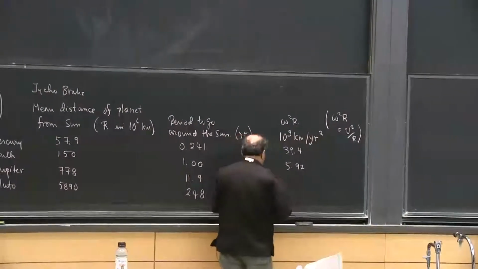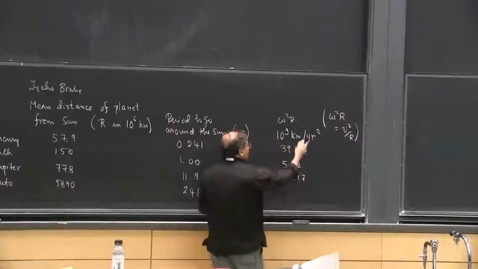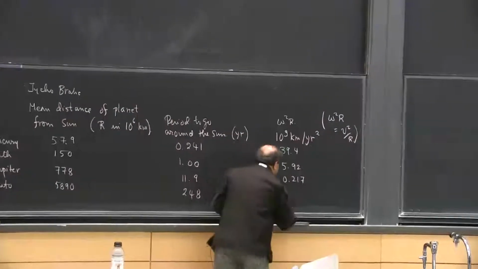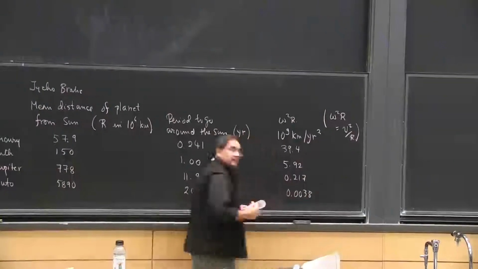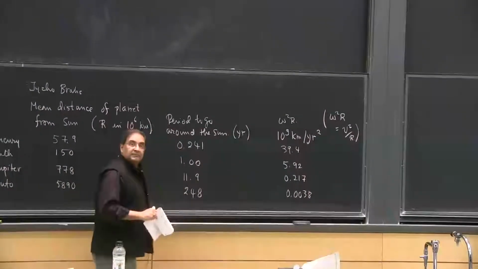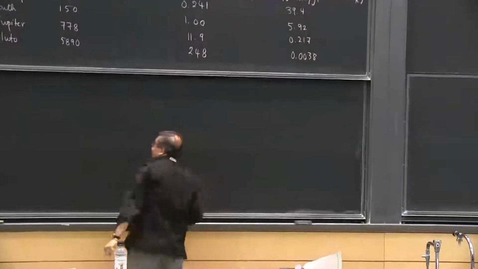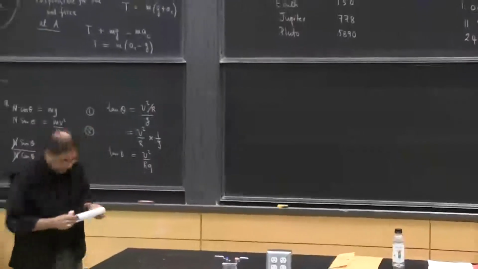For Jupiter, it's 0.217 because it's far away, so r is actually quite large. And for Pluto, it's even less, 0.0038. Okay? All right? So that's what you got. This is what Tycho Brahe had, this kind of data. Again, I don't think Brahe had Pluto.